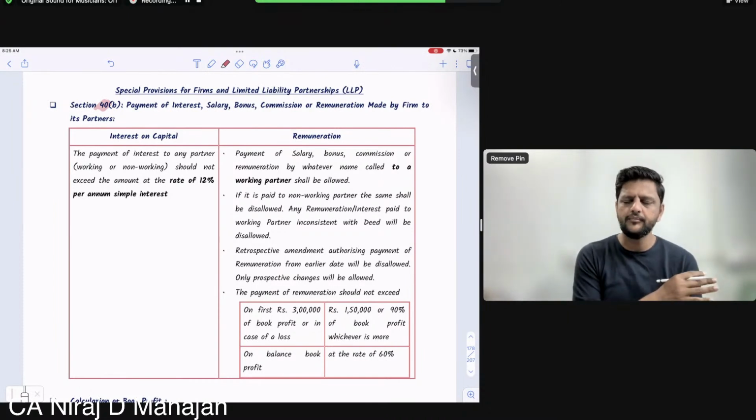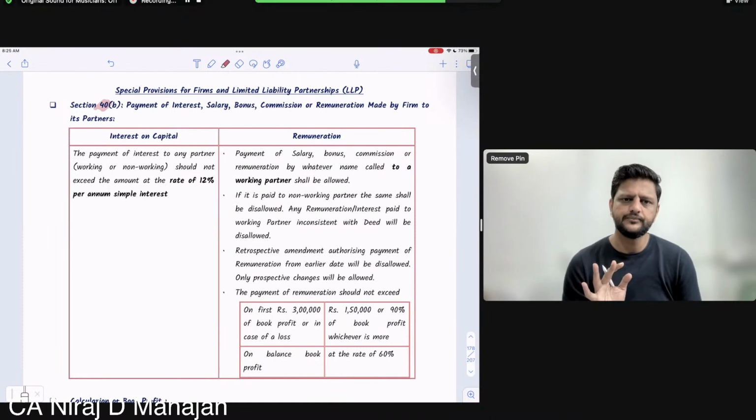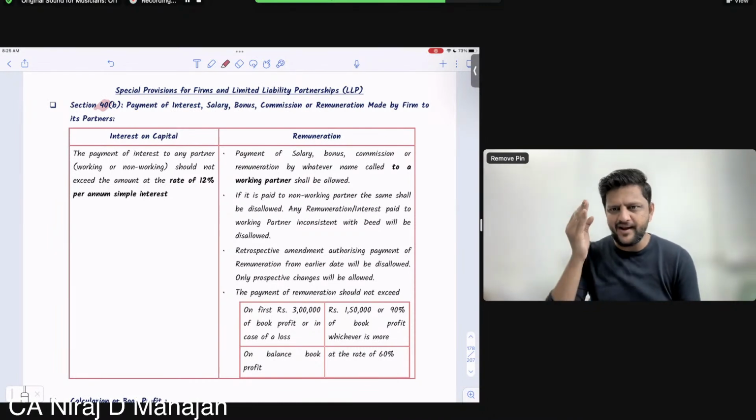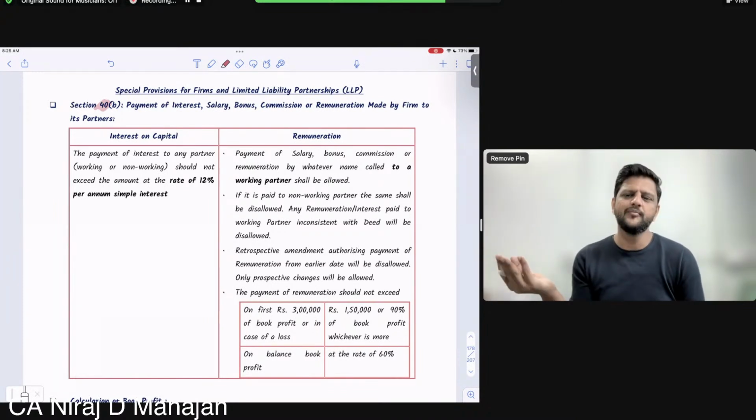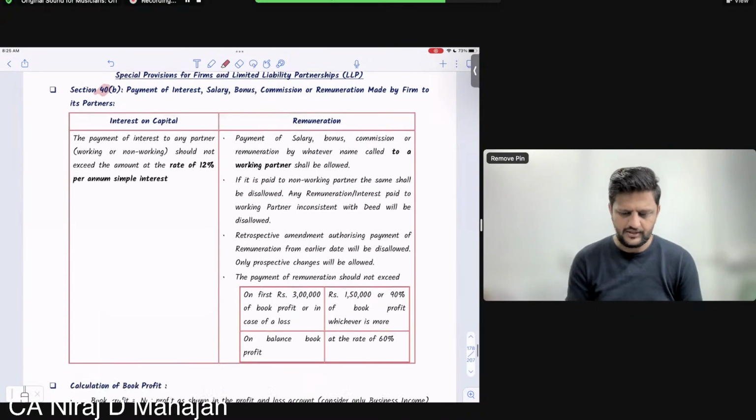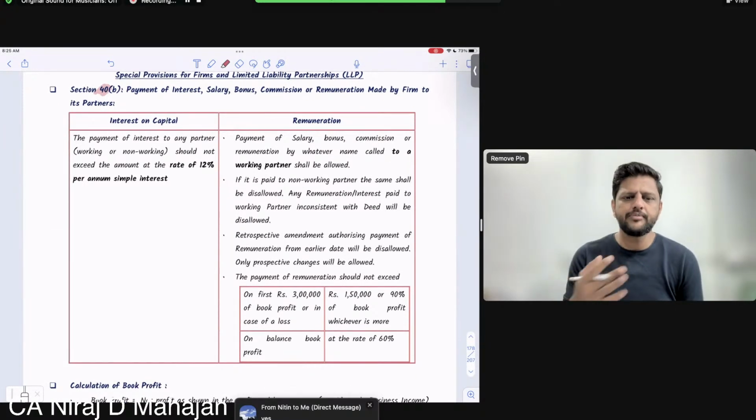Therefore, obviously, it is income in the hands of the partner. Clear till here? What did I say? It is a P&L debit for the firm. That's why it is a credit for the partner. It is expenditure for the firm. Therefore, obviously, income for the partner. Clear till here, all of you? Okay.